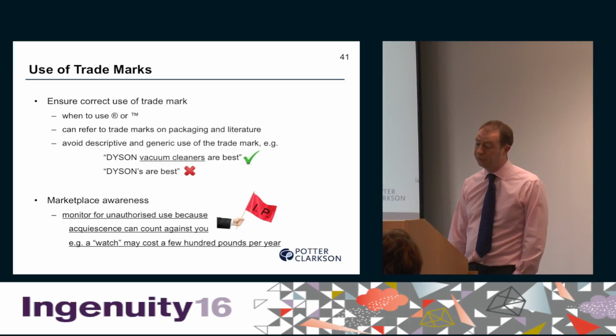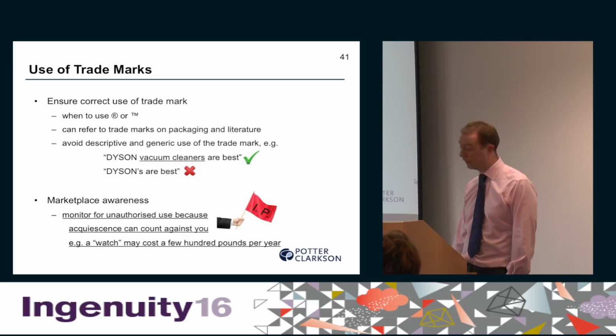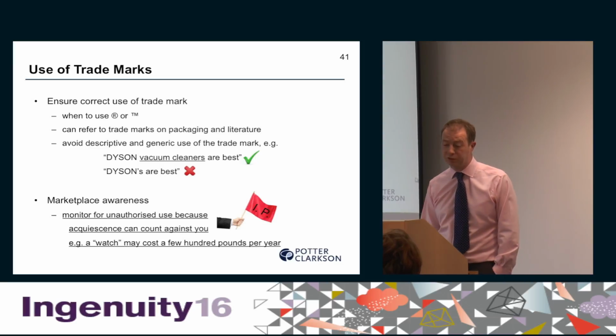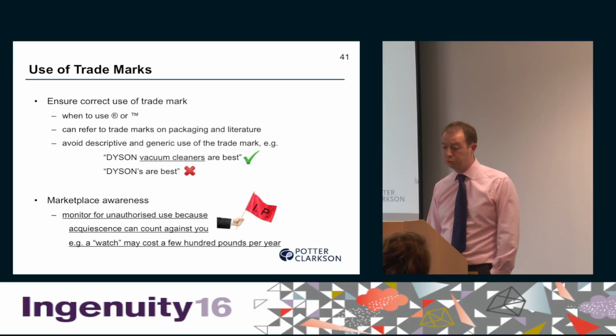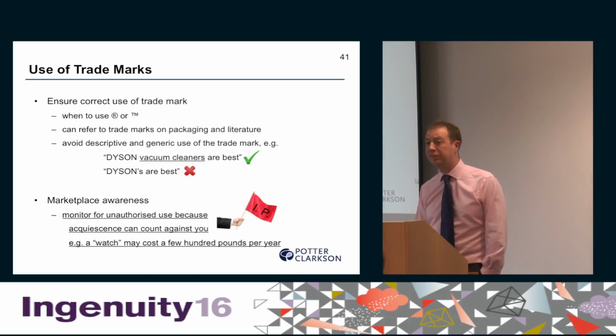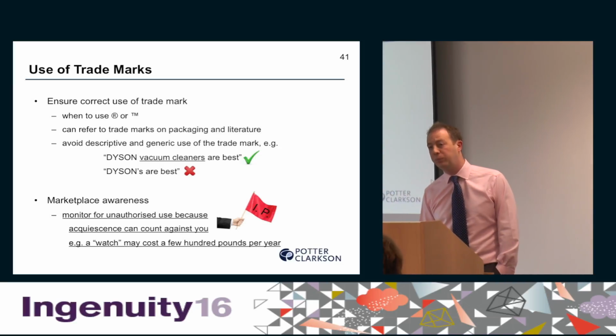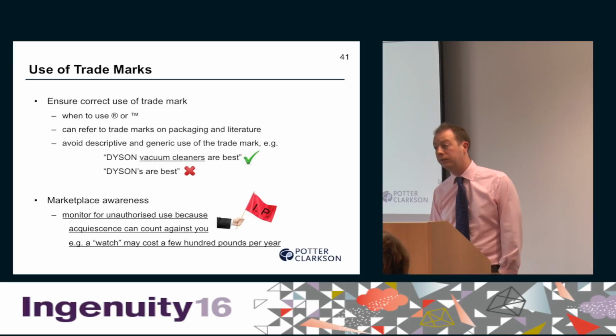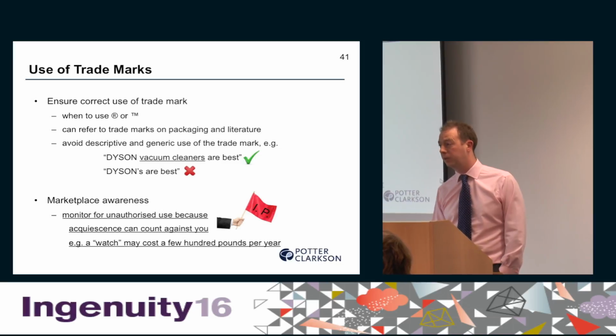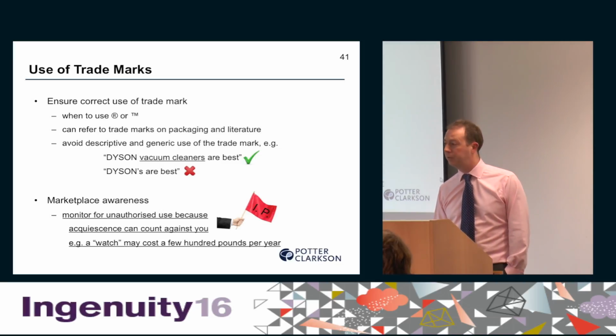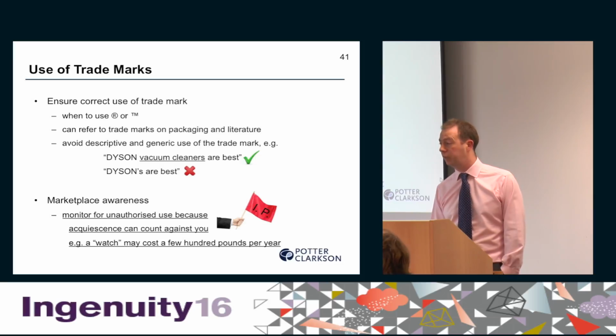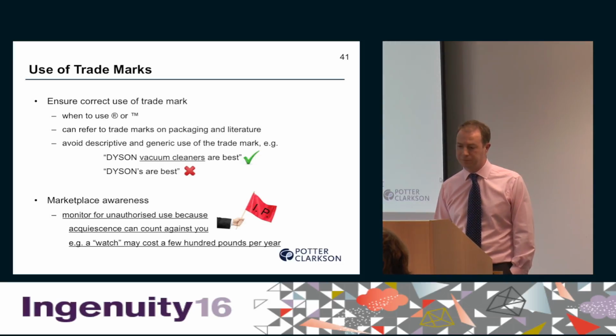So use of trademarks, you need to use the R or TM sign correctly, depending upon whether the trademark is registered or not. You can refer to trademarks on packaging and literature, and you might want to avoid descriptive or generic use of the trademark, because if your term becomes a generic term in the art, then you can lose your trademark rights. So I understand sellotape used to be a trademark. The company that owned that trademark did not enforce it. They enabled everyone to call their sticky tape sellotape, and therefore they have lost their rights in that trademark. There are numerous other examples.